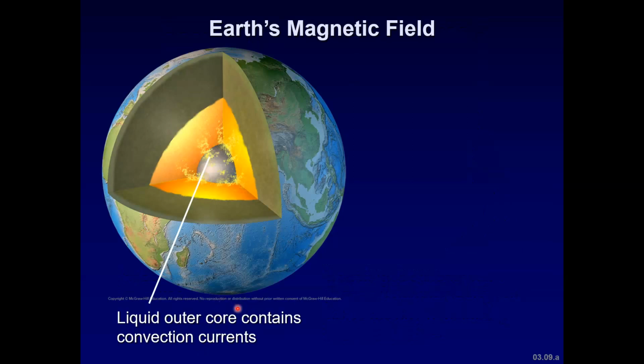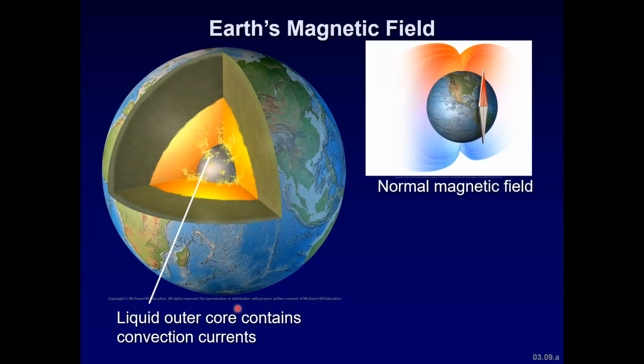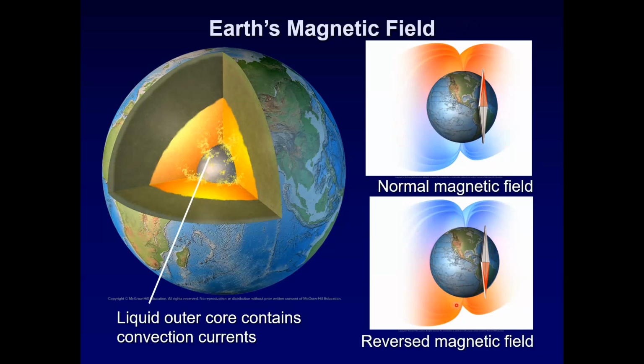And now this, the Earth's magnetic field. So we have the liquid outer core that contains convection currents, energy, movement. This is a normal magnetic field. This is representing a reverse magnetic field. And back to the core.